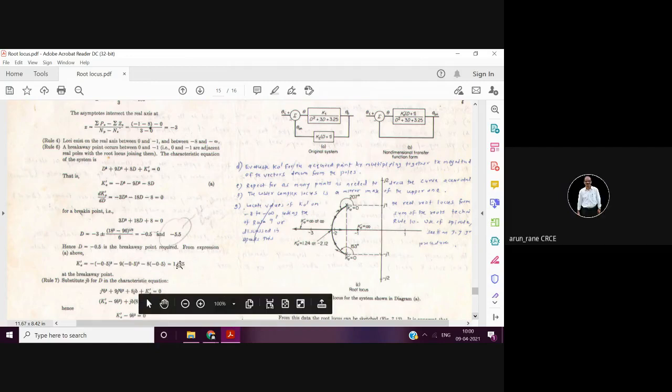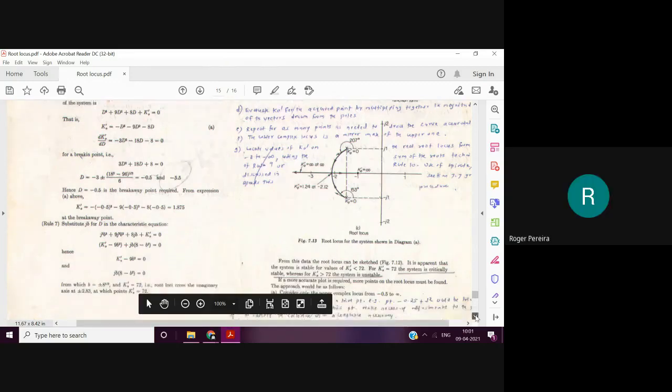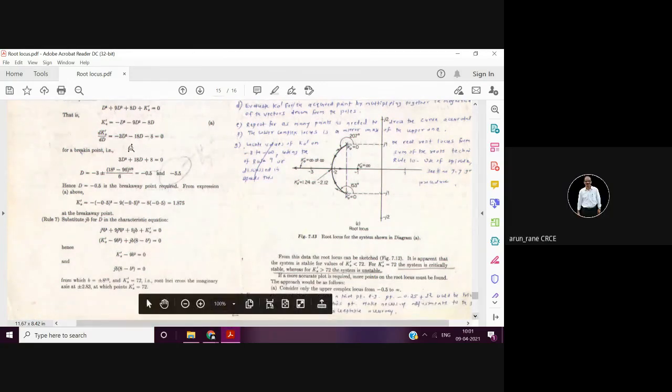Now where is it crossing the imaginary axis? How do we find that out? In the characteristic equation you have to substitute jb. Now this you group into real part and imaginary part, so you will get this. You know, j is nothing but i. Remember, j is nothing but i.